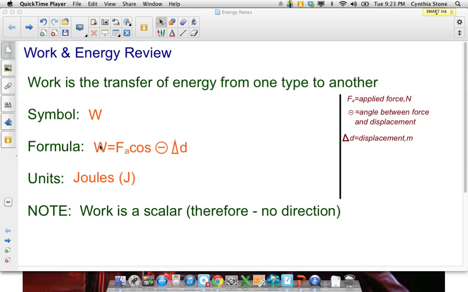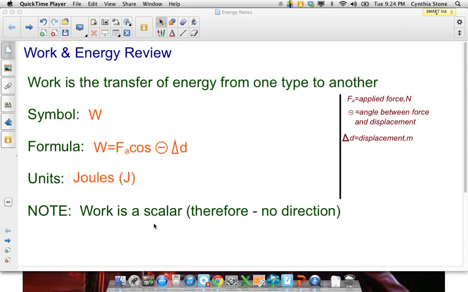Looking at work specifically, the symbol, if you're using an equation, is W, and the equation is force applied times cos of whatever angle the force is applied at. If there's no angle given, thinking of a cosine curve, if the angle is 0, the cosine of 0 is 1. So this would just be 1. If there's no angle given, you can neglect it. And delta d is displacement, how far something moves, and work is directly related to motion.